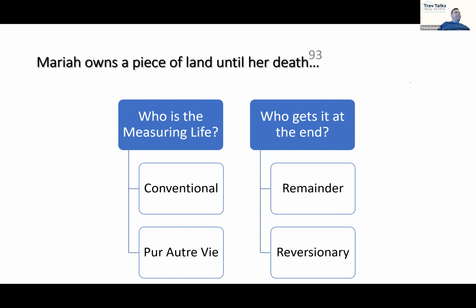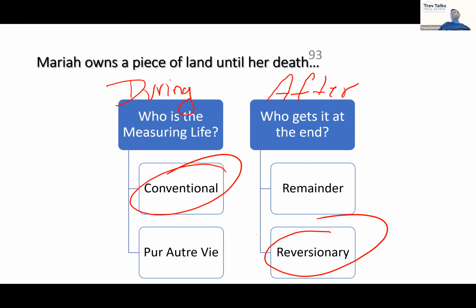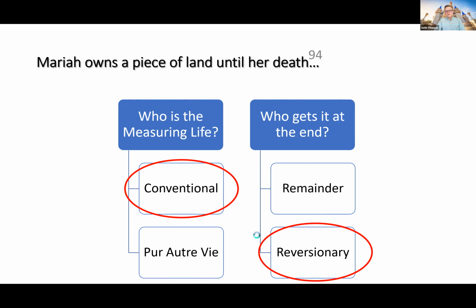So look at this one. Mariah owns a piece of land until her death. Let's talk about during. Conventional, because Mariah owns it until her death. Does everybody agree that that's conventional? Yes. Let's talk about after. Is it specific or not specific? Reversionary. Not specific. My goodness, I think you're picking it up. Not set out. Very good job.